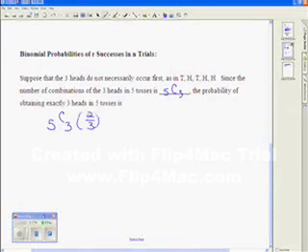How many times do we have tails? 2. How many times do we have heads? 2/3. And it's raised to the R, which in this case is 3. This is R. This is N. The next one, since this has to add up to 1, 2/3 plus what equals 1? 1/3. This is going to be 1/3, raised to the N minus R.